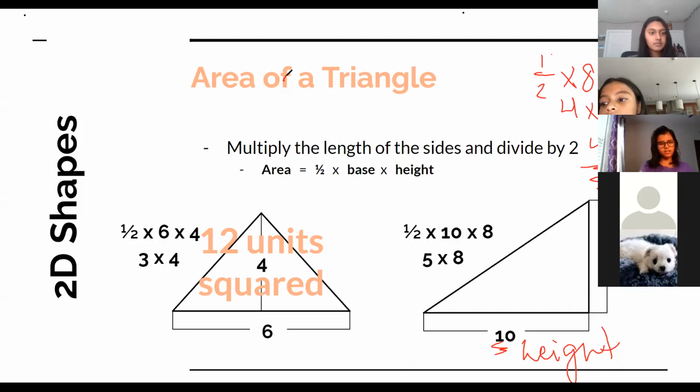The other thing is, when you said that only the 4 has the right angle, I think I see right angles in 6 as well. How do you know which one is a height and a base?